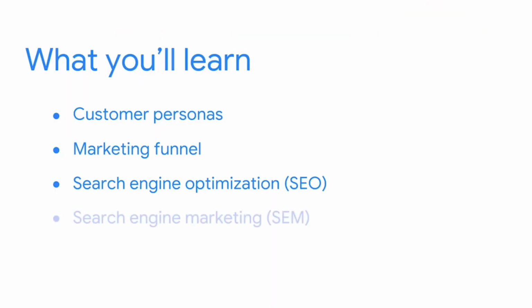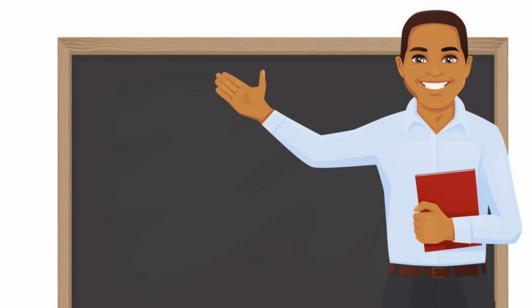Next, you'll learn about search engine marketing, also called SEM. Search engine marketing is similar to search engine optimization, except it's paid placement. A popular example of SEM are the search ads on the Google search engine results page.